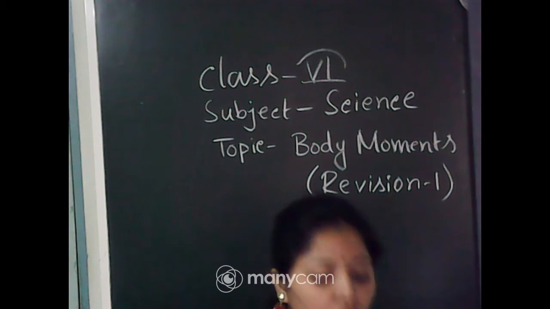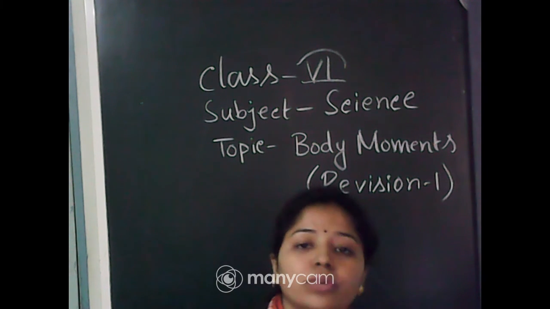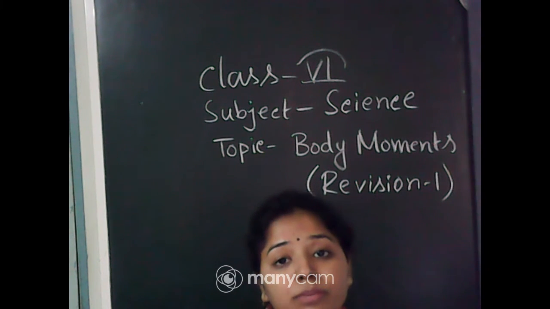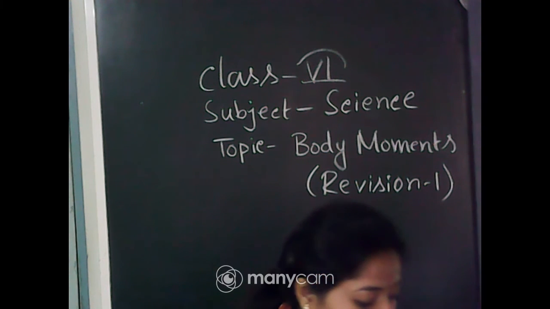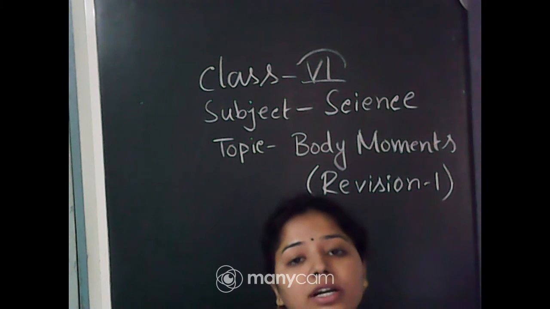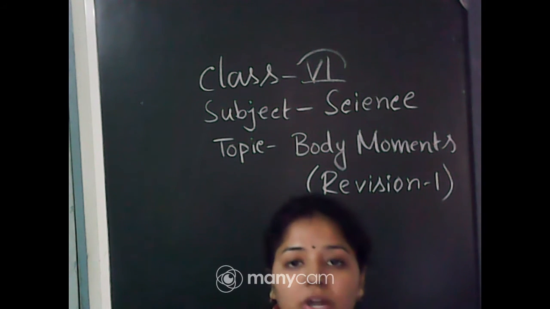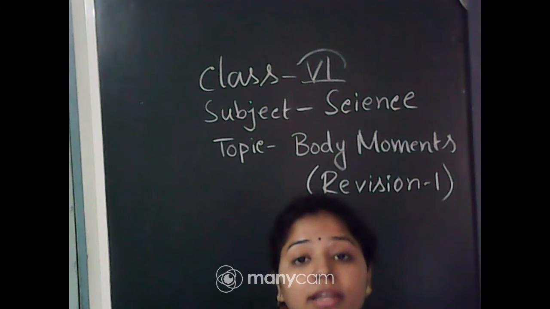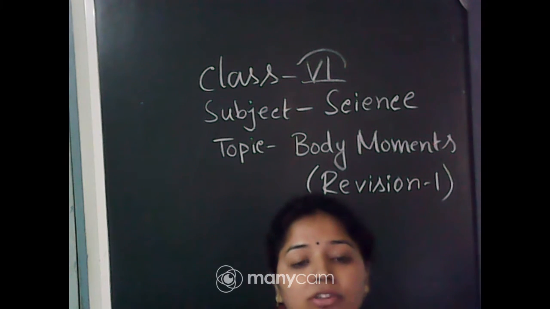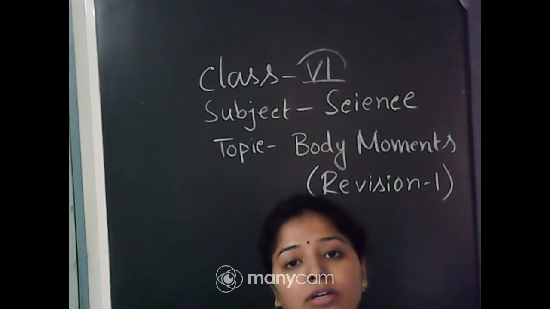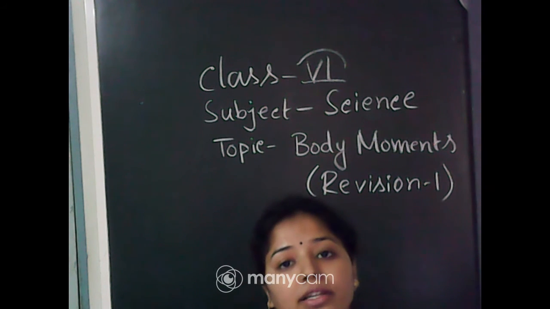Now first of all, today I will revise the types of joints. In your books, page number 68, there are a total of 5 types of joints found in our body: ball and socket joint, pivot joint, hinge joint, fixed joint, and another one is gliding or sliding joint. Actually, 2 types of joints are present in our body. One is movable joint and another is fixed joint.